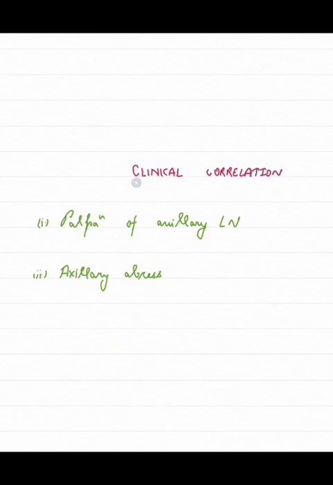Now, we have two important clinical correlations. First is palpation of axillary lymph nodes, which we do as a clinical examination in case of cancer of the breast. And second one is axillary abscess. This is usually due to infection or suppuration of axillary lymph nodes, and it can grow to considerable size. The pus of an axillary abscess may track into the neck or even into the arm. So what we do is drain it by giving an incision in the floor of the axilla.